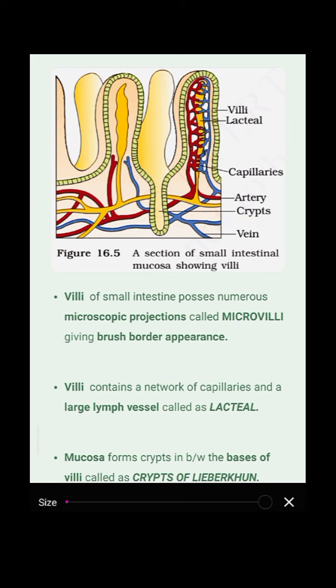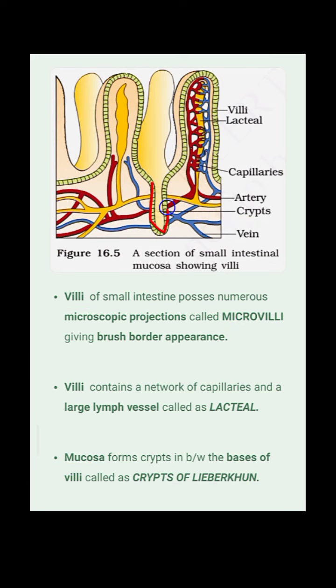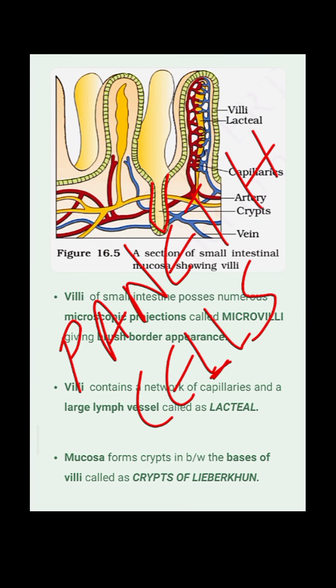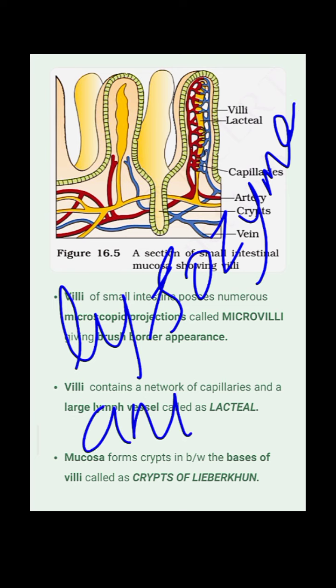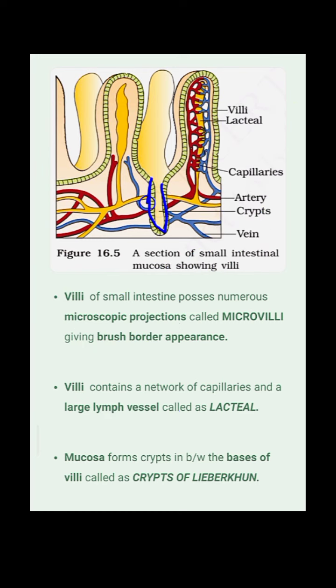Then one important thing: the crypts of Lieberkühn have cells called Paneth cells. These Paneth cells have the ability to secrete an enzyme called lysozyme. It is an enzyme which can kill bacteria, so it is an antibacterial enzyme. Note this, it is a very important thing, because I think it was asked in NEET. Paneth cells, which are present in the crypts of Lieberkühn, secrete lysozyme, an antibacterial enzyme which can kill the bacteria which are coming along with the food particles.